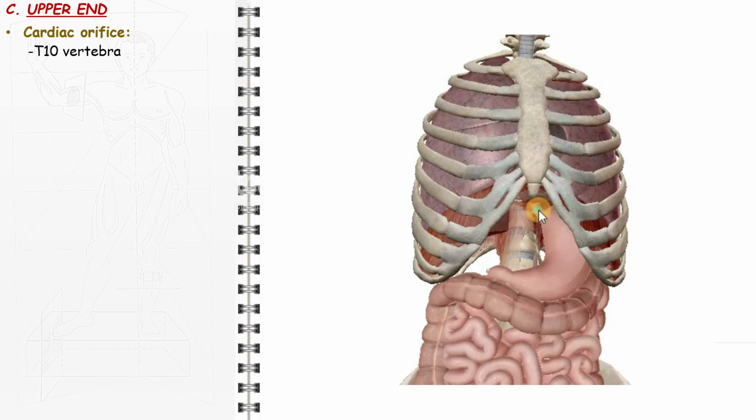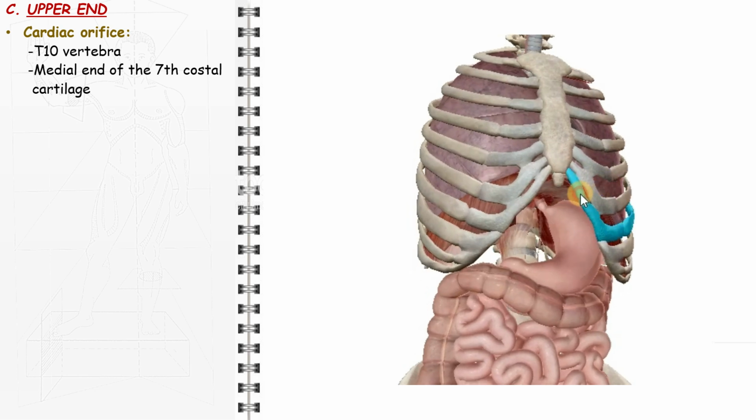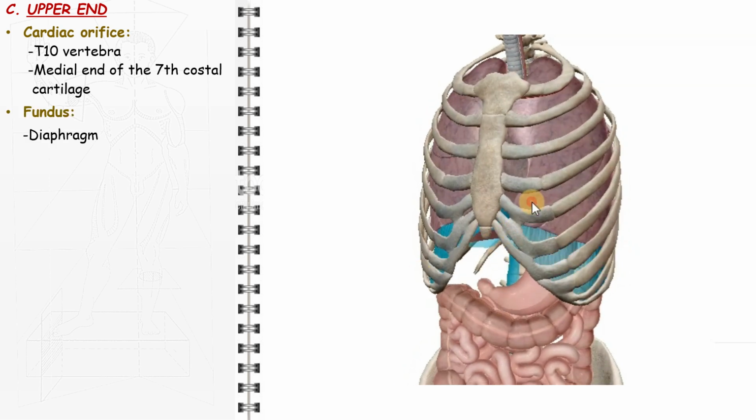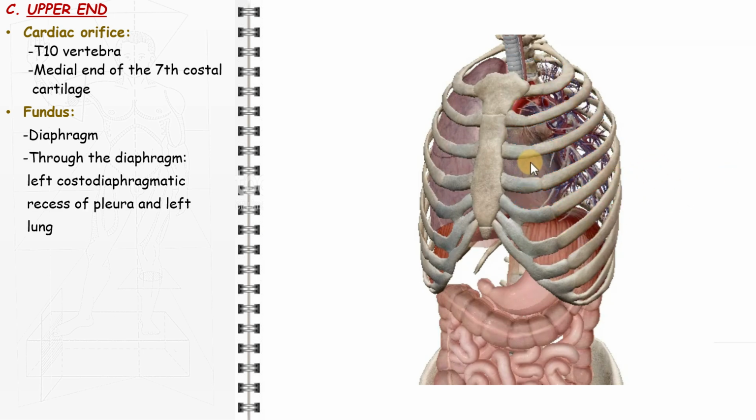The upper end of the stomach, towards the cardiac orifice, projects at the level of the T10 vertebra with the left crus of the diaphragm behind it and the medial end of the seventh costal cartilage forwards, with the left lobe of the liver in front of it, 2 cm to the left of the midline. Towards the fundus, it is overlaid by the diaphragm and, through the latter, the left costodiaphragmatic recess of the pleura and pericardium and, more deeply, the left lung and heart.